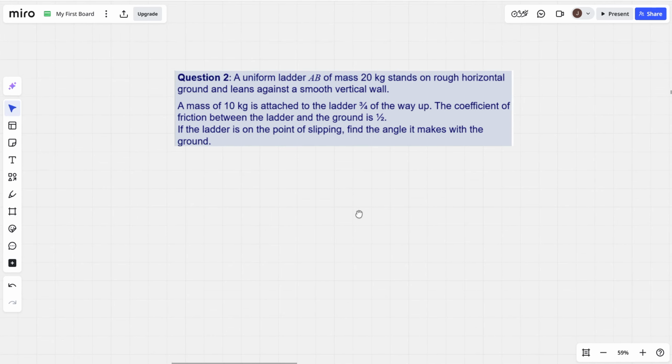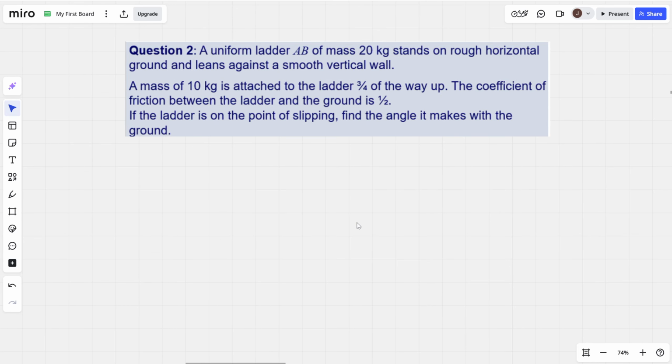Okay, so in this question, we're going to do your turn, which is moments with some algebraic distance. So first thing you want to do here is check that you can draw this diagram nice and accurately. Got a uniform ladder AB, mass 20G, rough horizontal ground, a smooth vertical wall, and we've got some fractions here. It says, for example, a mass is attached to the ladder. So we've got this 20 kilogram one, and then we've got another one 3/4 of the way up.